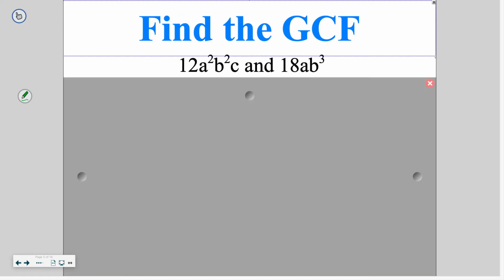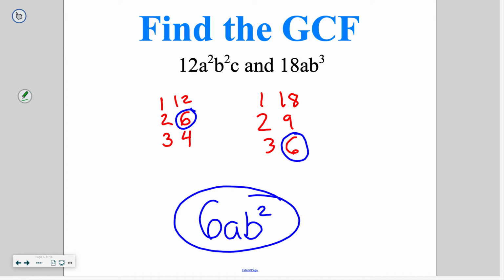Go ahead and try this one on your own. So again, we make our factor list. We pick out the biggest number, which in this case is 6. Looking at our exponents, we've got a singular for our factor, b squared being the smaller exponent, and then c doesn't occur in the second monomial, so it cannot be part of our GCF.